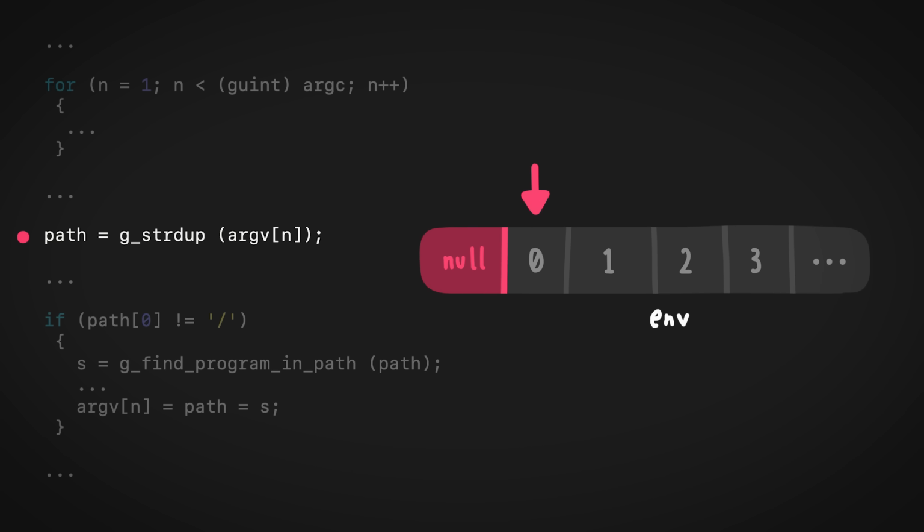Remember earlier we discussed how the memory is laid out for arguments and the environment variables? They were basically stacked right next to each other. So here, when it's trying to read the second argument, it's in fact trying to read the first environment variable. This value is stored as the path variable, and ergo, an out-of-bounds read. Also, if the path variable doesn't start with a forward slash, it writes the path back to argv[n], and that's an out-of-bounds write.